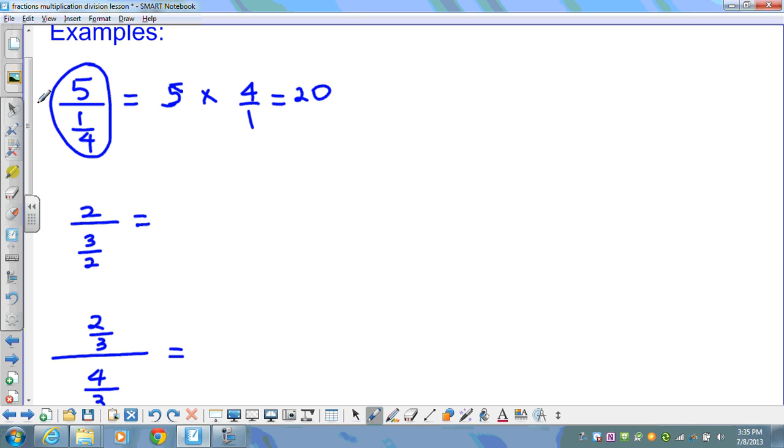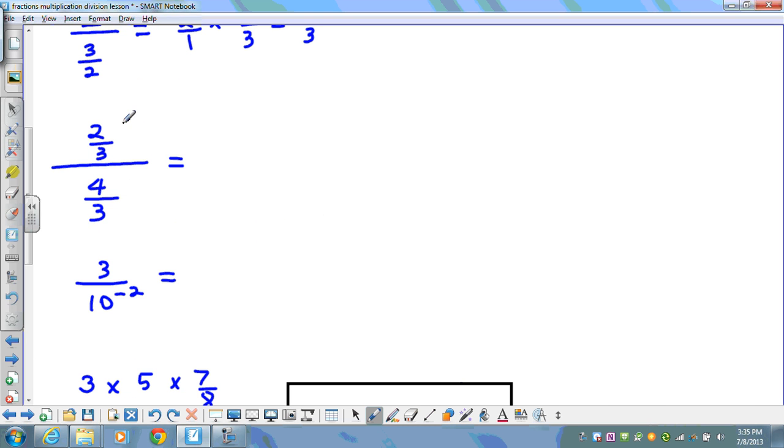Write the top one as it is and multiply it by the reciprocal of the denominator. So for example here, the top one is 2. We're going to multiply it by, flip this one, so you can have 2/3. Again, you can assume there is a 1 here, so our answer is 4/3.